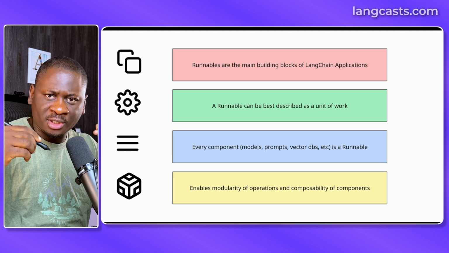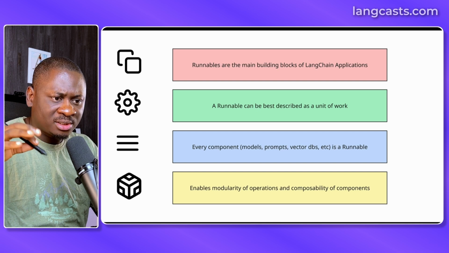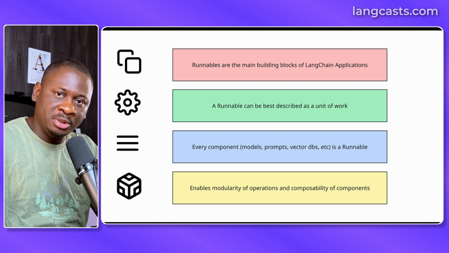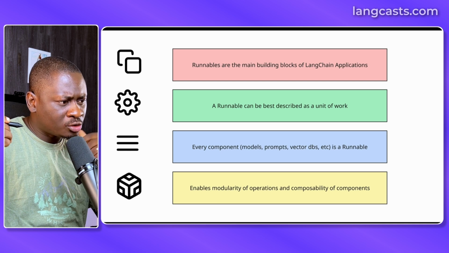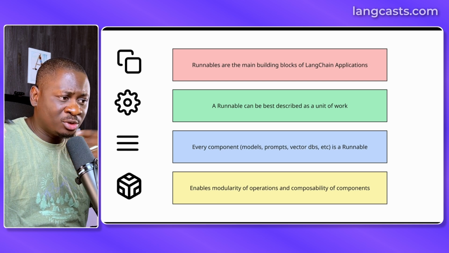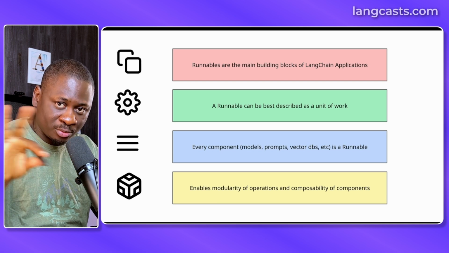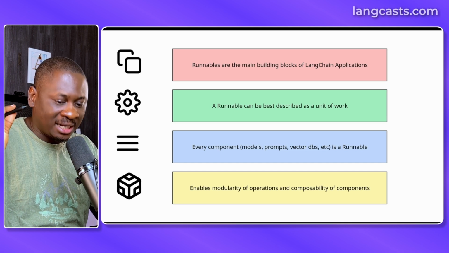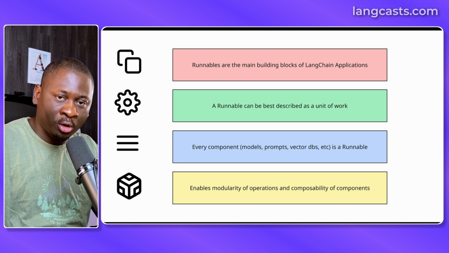So let us look at what a runnable is, what the interface looks like, and how it can be composed. First, like I said, runnables are the main building blocks of LangChain. These are runnables at a glance. Runnables are the main building blocks of LangChain. They are the core of LangChain's orchestration.